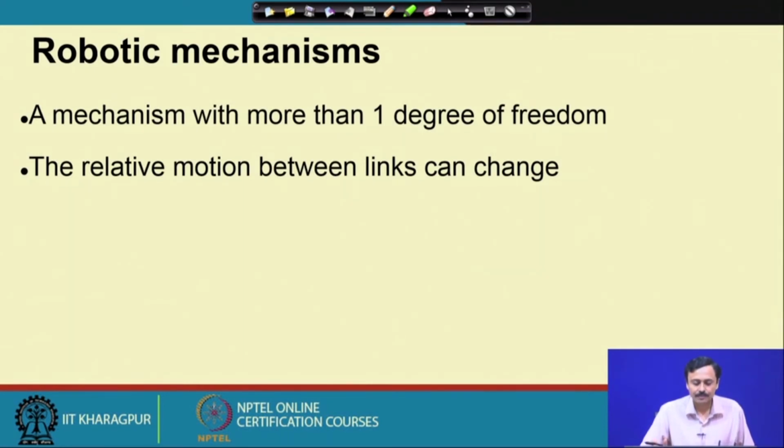Now, what is the advantage of having more than 1 degree of freedom? My hand, as I said, if I had only 1 degree of freedom, I could have only done this, maybe it could have been this way also, just 1 degree of freedom. But because I have multiple degrees of freedom at my hand, I can perform various tasks, right, writing or doing sports.